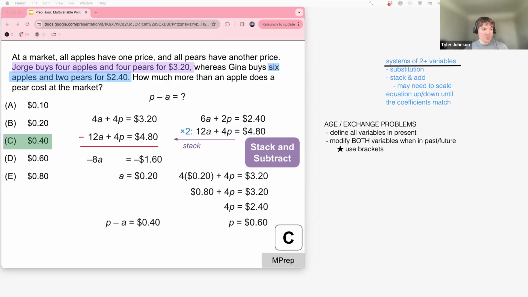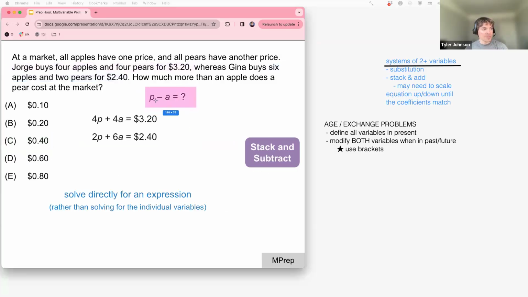So good use of stack and subtract, but there's an even slicker way that I could solve this one. And I really want to note anytime I'm in this situation. If my goal is to solve for an expression, I'm not solving for a single p nor a single a. I'm looking for the entire expression p minus a. In cases like that, I can often solve directly for that expression.